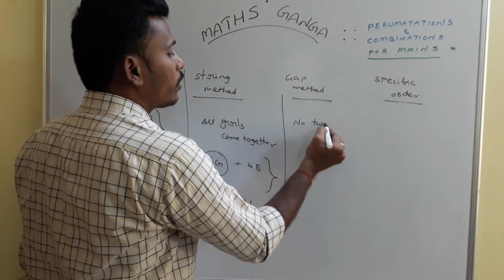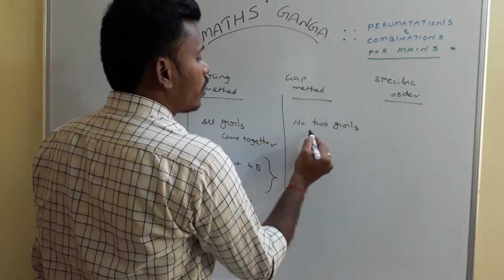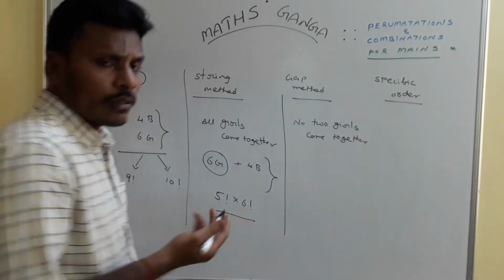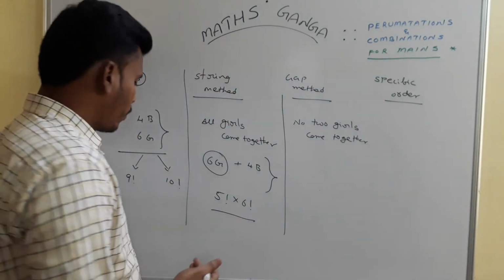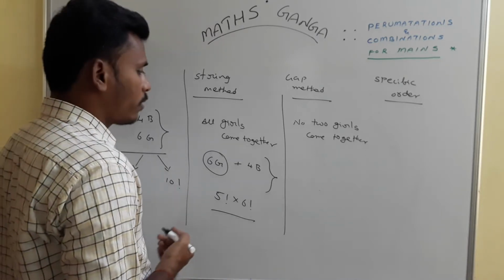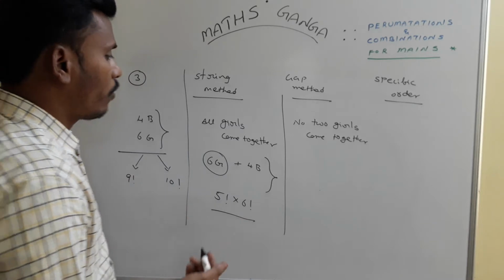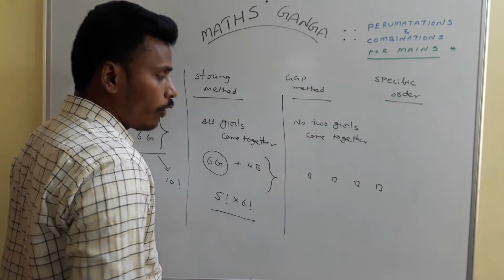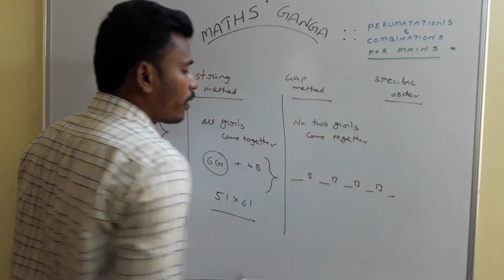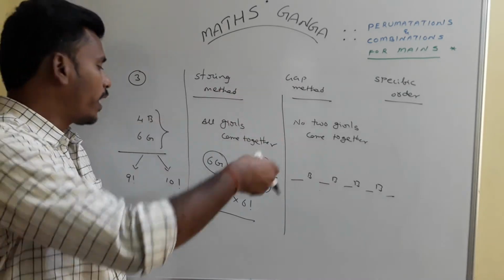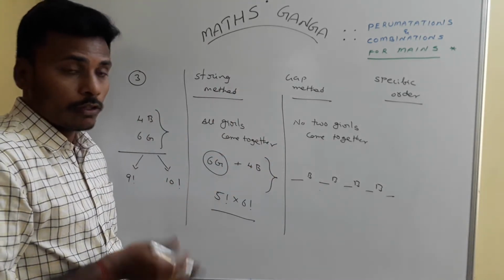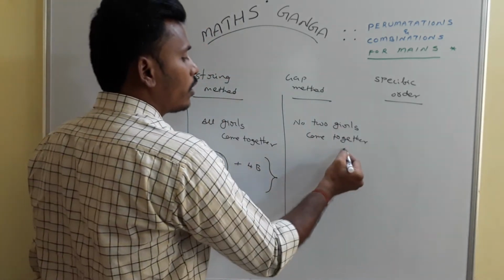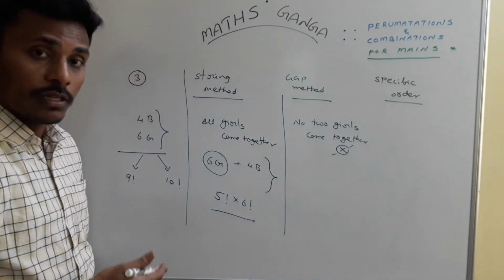Whereas coming to the gap method, if they ask you to arrange these 10 persons such that no 2 girls come together, we need to maintain a gap between the girls. There is no need to maintain the gap between the boys. So first of all, you just arrange those boys. If you arrange those boys, it can be done in 4 factorial ways. And if you see how many gaps there are, there are only 5 gaps, and you need to fill those 5 gaps with those 6 girls. It is not possible. So the arrangements are 0, right?